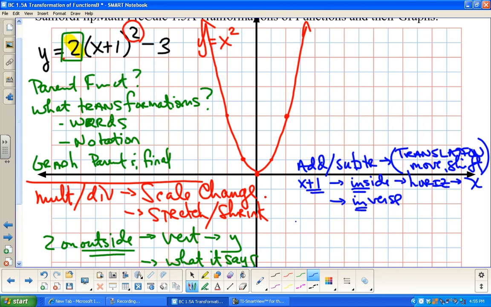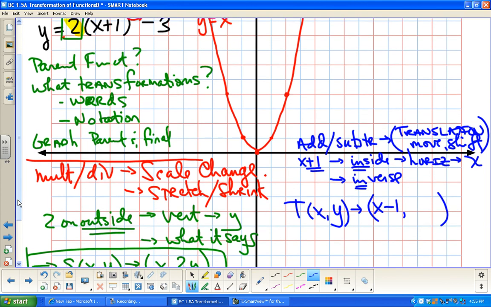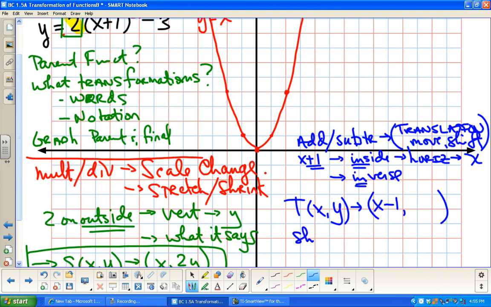So that means that as we do a translation, instead of x plus 1, the x values are actually moved left 1. I'll do the y's in just a second. So we have a shift, move, translation, left 1.